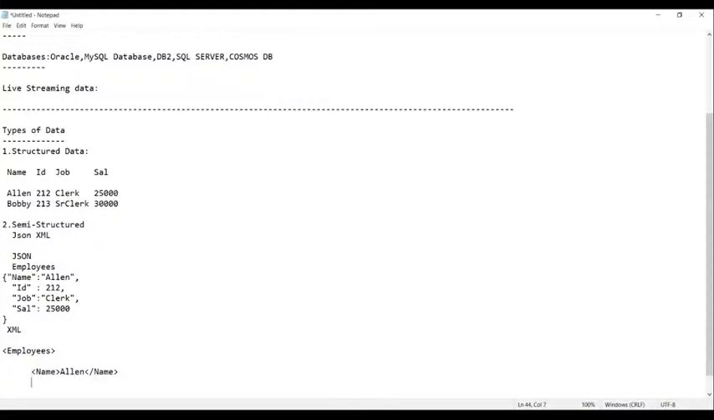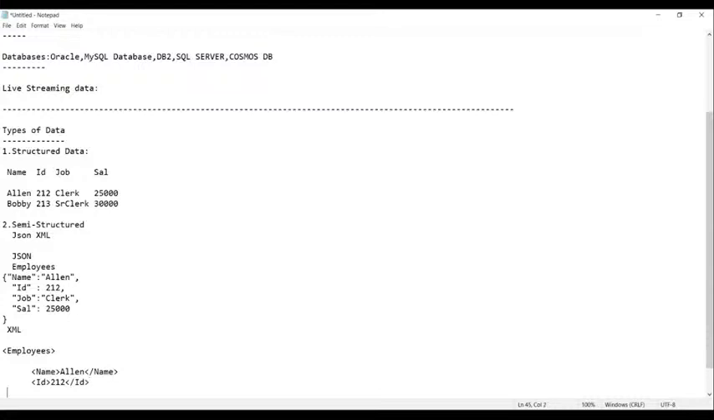Then we have what, guys? Here you have ID. So here we have ID, 212. Yes, 212 is the ID. And again, you have the closing tag, slash ID. That's it.